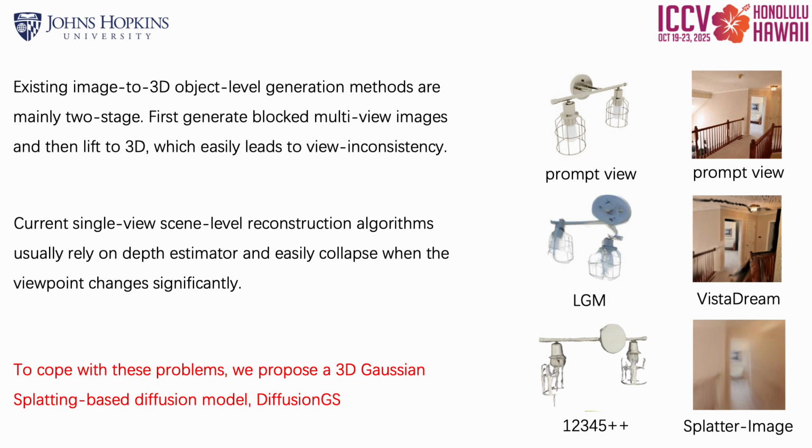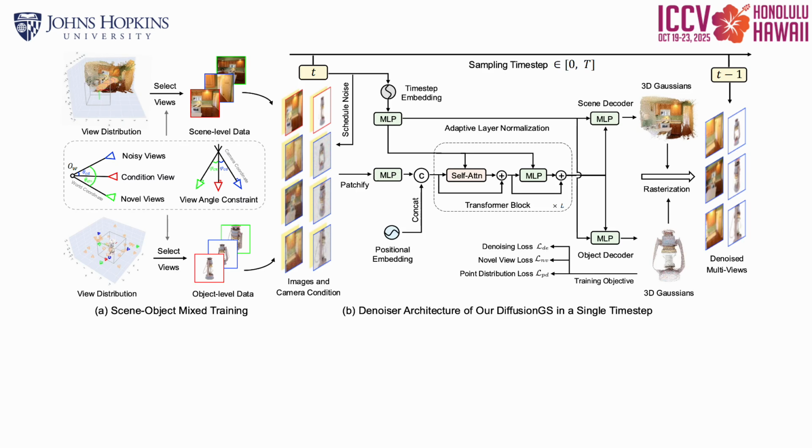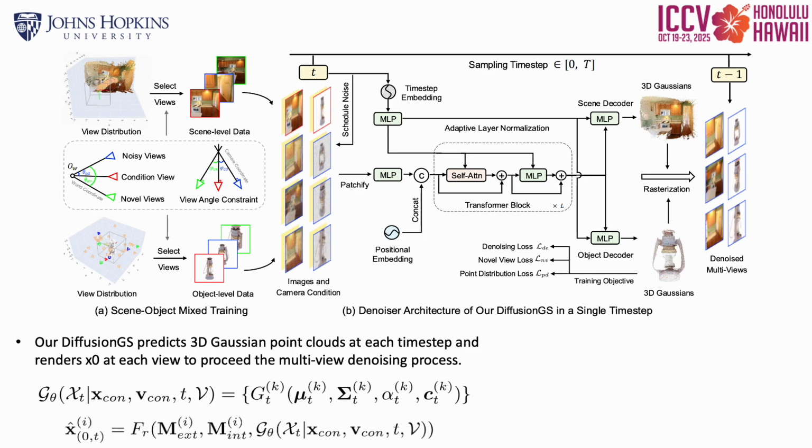To cope with these problems, we propose a 3D Gaussian splatting-based diffusion model, DiffusionGS. The second part is method. The overall framework of our DiffusionGS is shown in this figure.